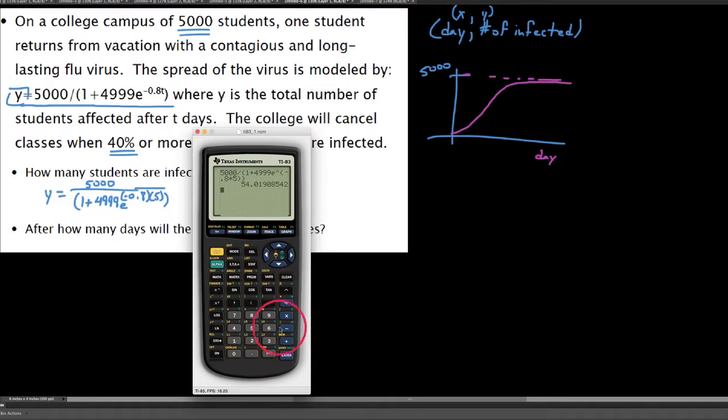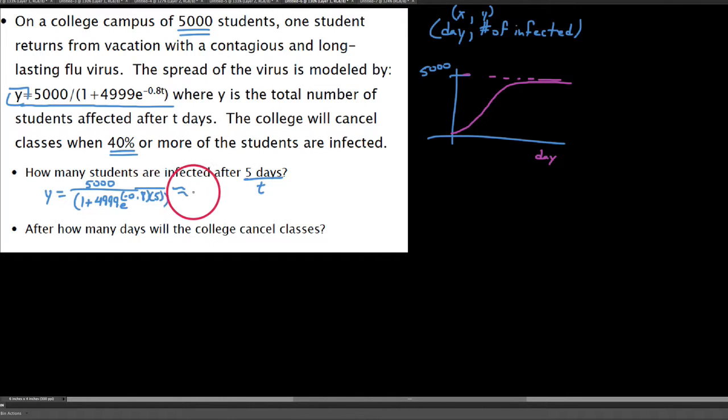When I hit enter, there are going to be about 54.02 students sick. So I'm going to say 54.02, and we want to make sure we label this. You're going to get graded on putting your units on there. So we say 54.02 students, and yes, remember that this is just a model. It's not going to tell us exactly how many students will be sick, but approximately how many.